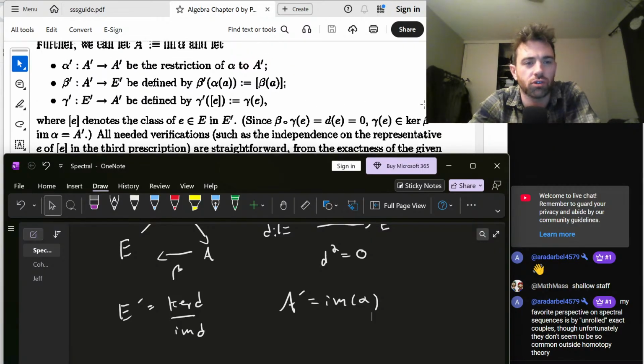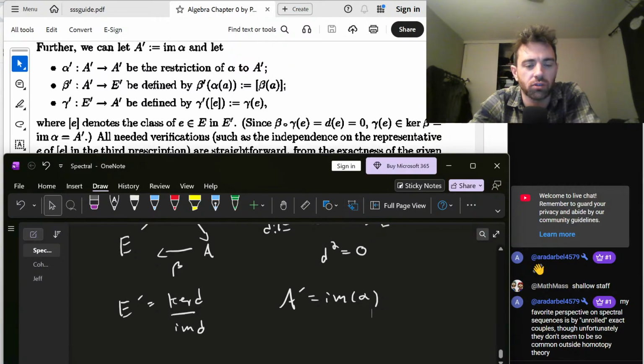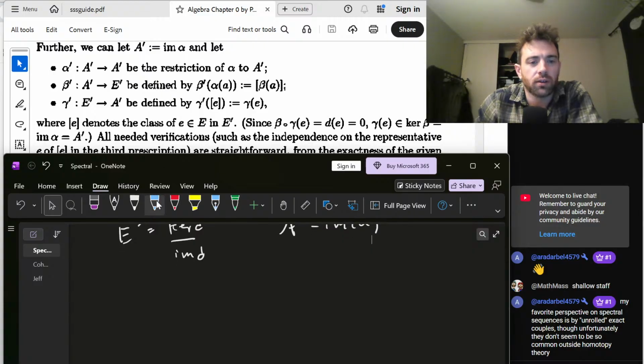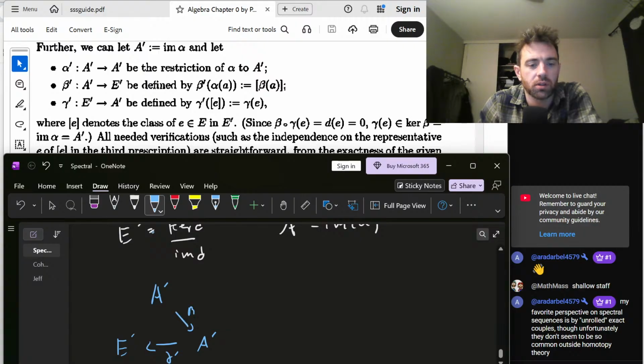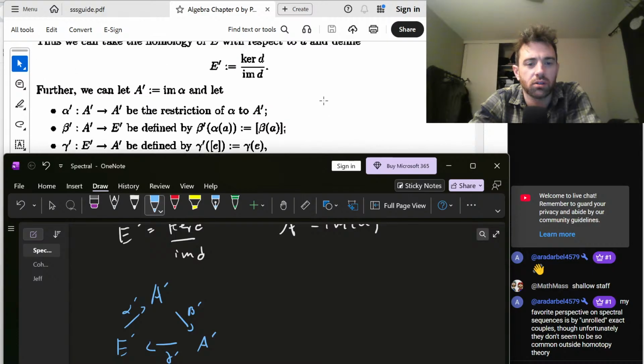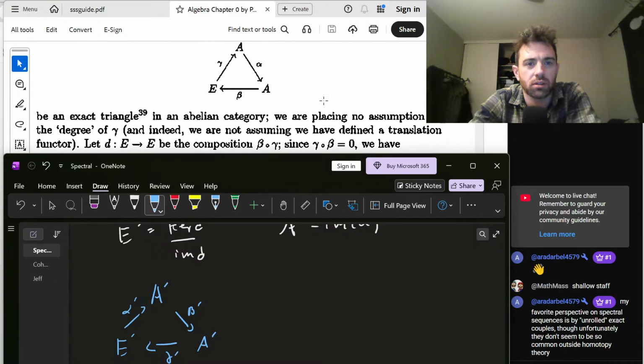Okay, yeah, let's just check exactness at one of these places. So we'll have A prime, E prime, A prime. Which one's this? This is gamma prime. This is beta prime. This is alpha prime. Okay, let's check. No, wait, did I? No, I put them in the wrong order, didn't I? Sorry.